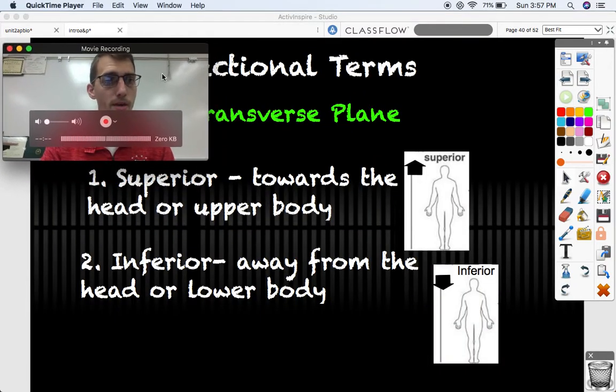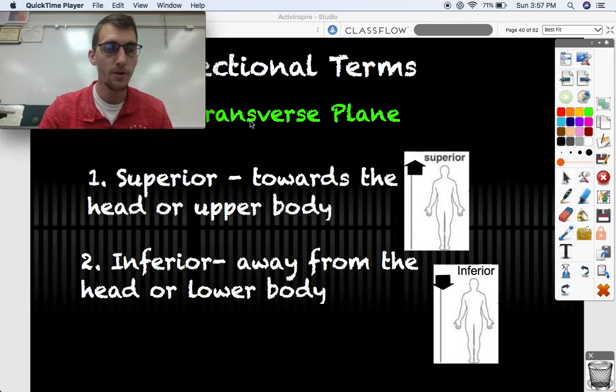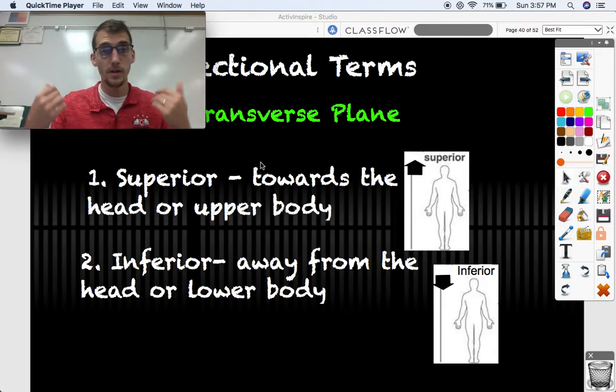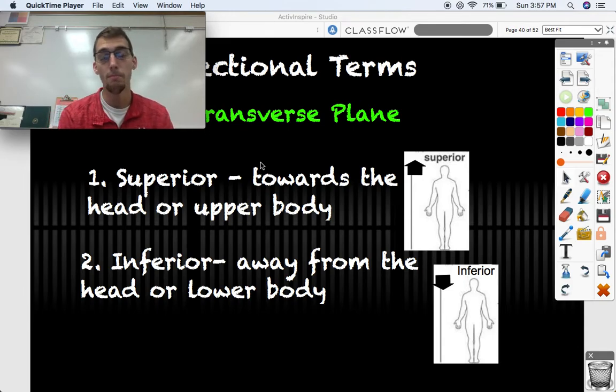So we use different directional terms when we're referring to things in the human body other than left, right, down, up, below, above, that kind of thing, because the human body is a little complex and we need to be more specific. And depending on the severity of some kind of problem within the human body, a doctor can't just be like, oh, their tummy hurts.